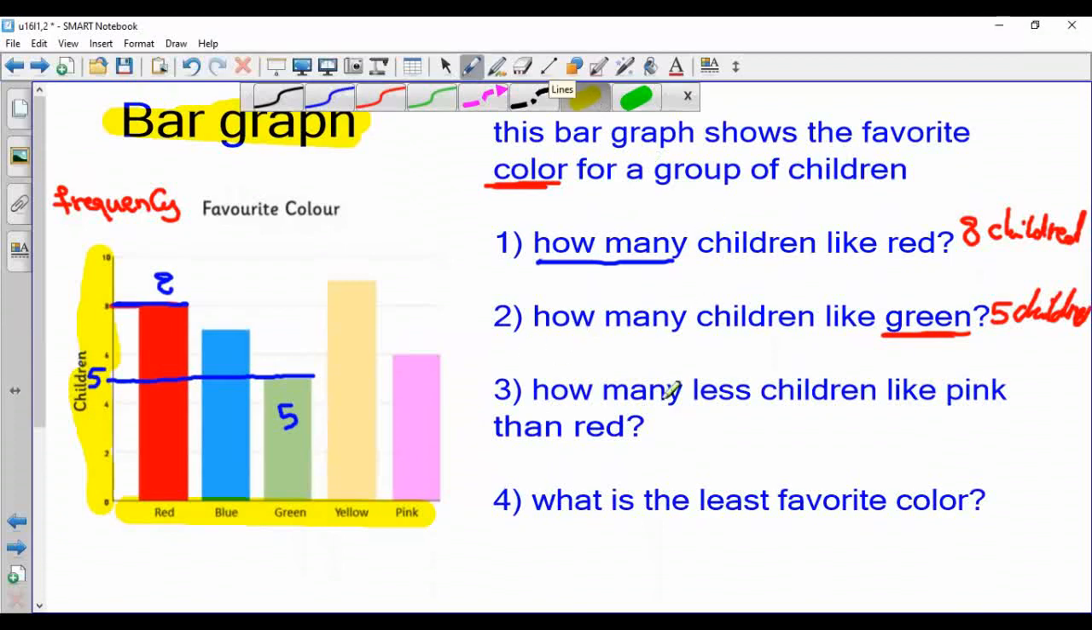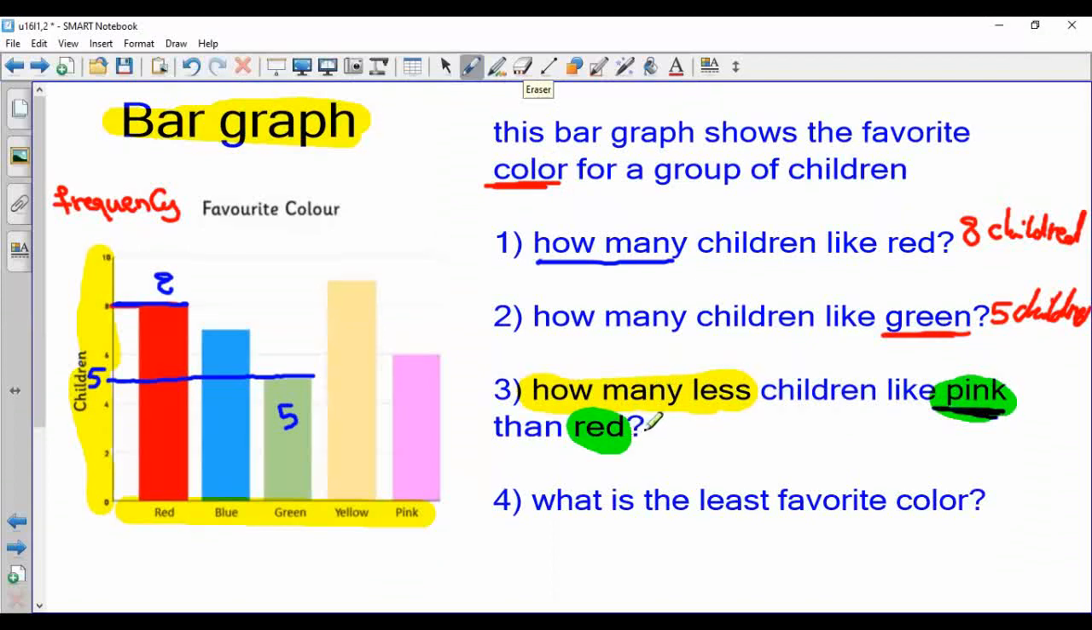Now I have a different question. How many less? It is so similar to the question how many more. How many less and how many more is asking about difference or change between two things. So when I'm asking how many less children like pink than red, I'm asking about the difference between the number of children that like pink and red. And I can find the difference by making subtraction.